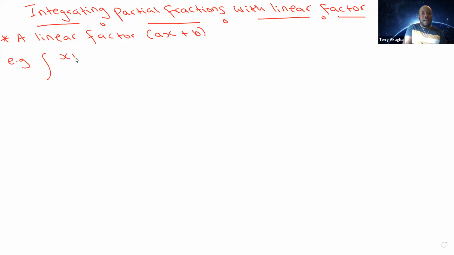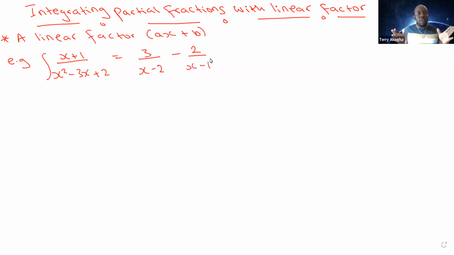In the last video, I showed you with partial fractions how to break down (x plus 1) over (x squared minus 3x plus 2). We found it to be 3 over x minus 2 minus 2 over x minus 1. If you missed the last video, please go back and see how we got these answers. Now we're meant to integrate this. With partial fractions, we broke the fraction into 3 over x minus 2 and 2 over x minus 1, and we're meant to integrate them.